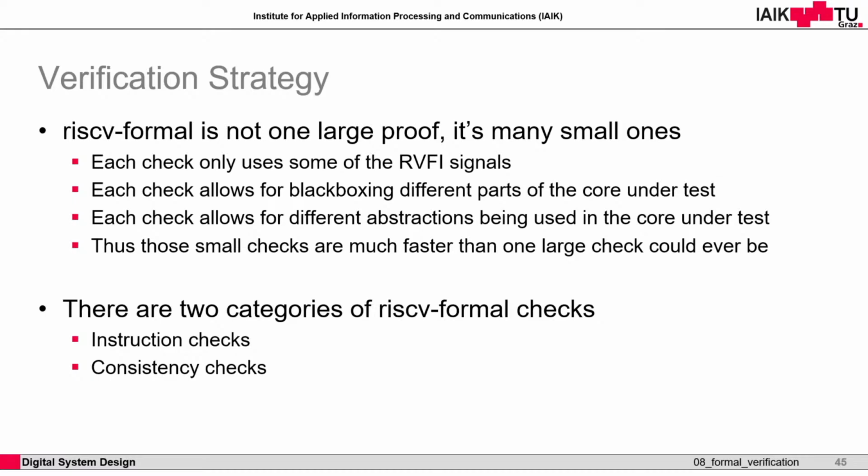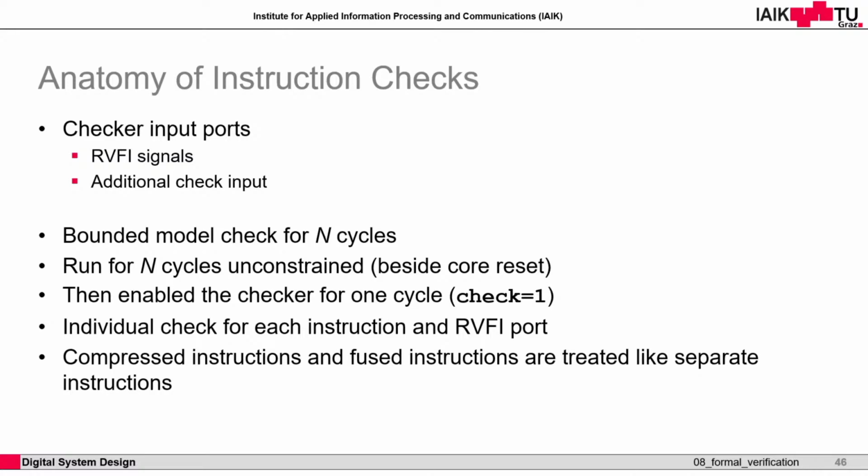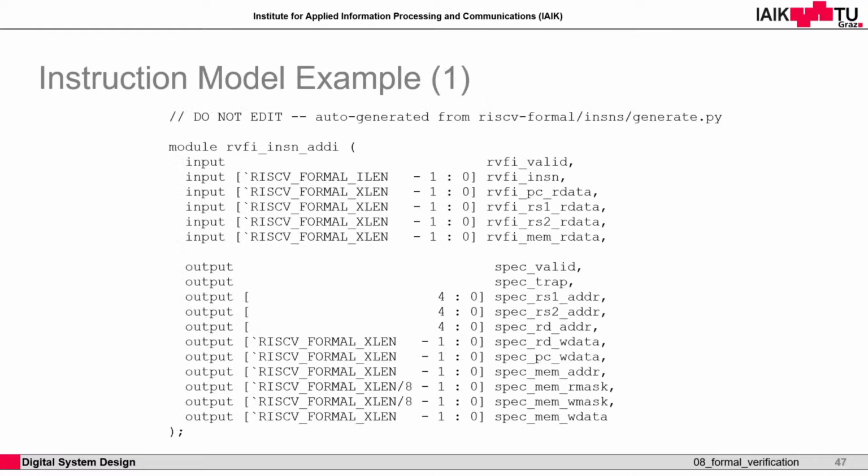So with both of these types of proofs, we can get a full verification of a core. So what does the specification look like? For the instruction checks, we have a couple of interfaces of signals going in and out. So this is basically the RISC-V formal interface we are looking at.